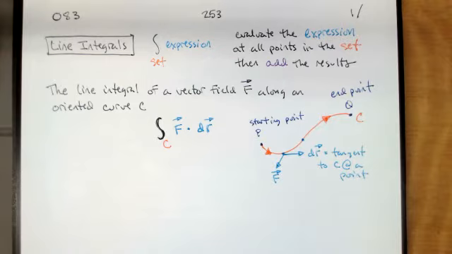dr is also related to the oriented curve C. Emphasis on the oriented part because dr is going to be a vector tangent to the curve at a given point. And so what we're doing, all along this curve C, we're evaluating the vector field dot dr, where dr is a tangent to the curve, and adding up all those dot products.